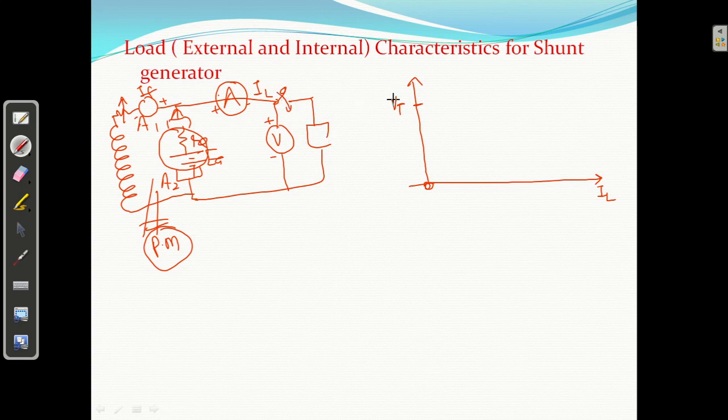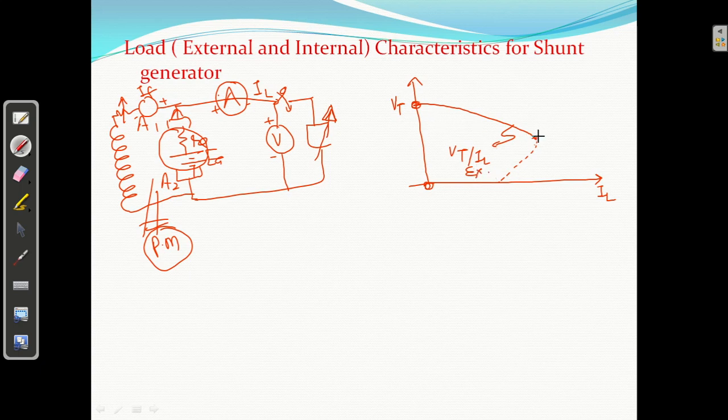First we took the reading without load, after that we will close the switch and increase the load slowly. Up to where will you increase? Up to full load or rated load. As soon as you increase the load, IL will increase. IF is constant, so IA will increase, right? You can note down this reading, you will get like this. We will increase the load, VT will decrease up to full load, and then it will turn like that. That is IL versus VT, you will get the external characteristic.